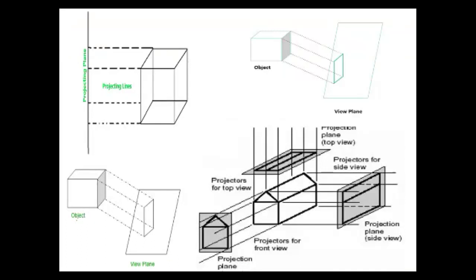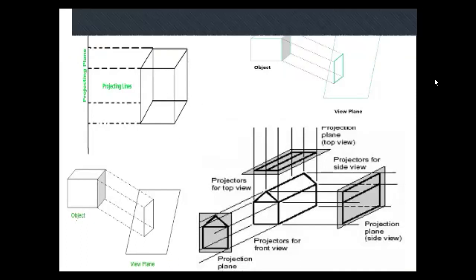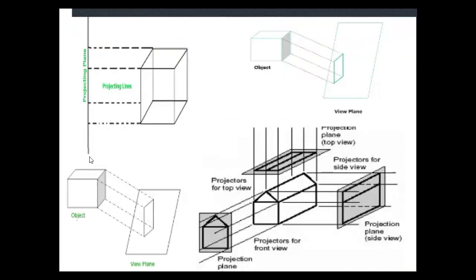Here you can see three-dimensional objects. This one, and this one. This is the three-dimensional object, a cube. And if we want to project this three-dimensional object on a projecting plane, we simply use parallel projection. So with the help of parallel projection, we simply obtain a rectangle in the view plane.